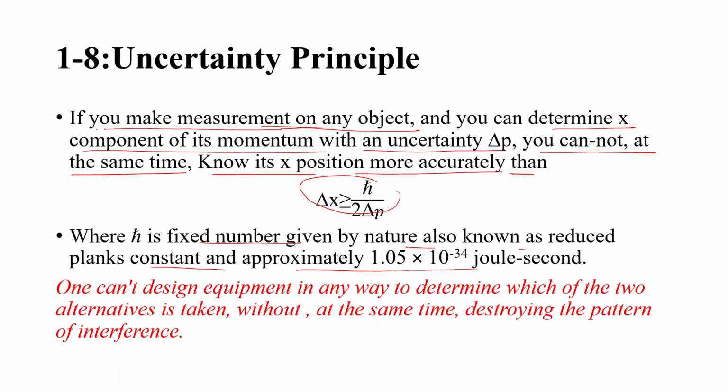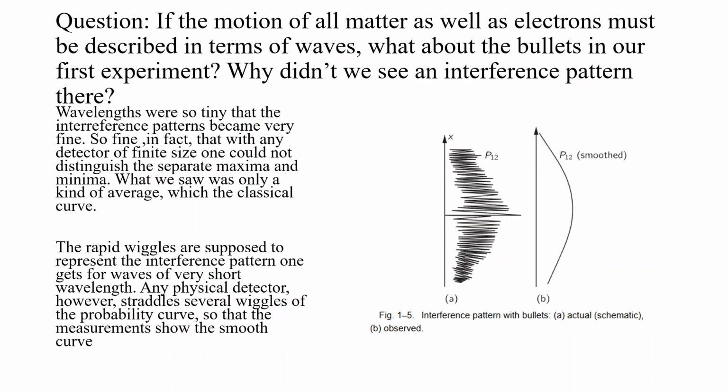It's like a base of our quantum mechanics. So if this principle fails, everything shatters. So the question is: if the motion of all matter as well as electrons must be described in terms of waves, what about the bullets in our first experiment? Why didn't we see an interference pattern over there?